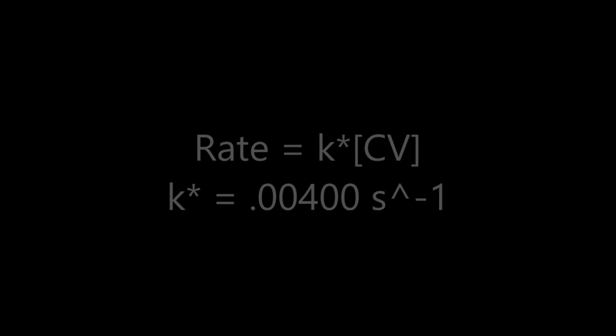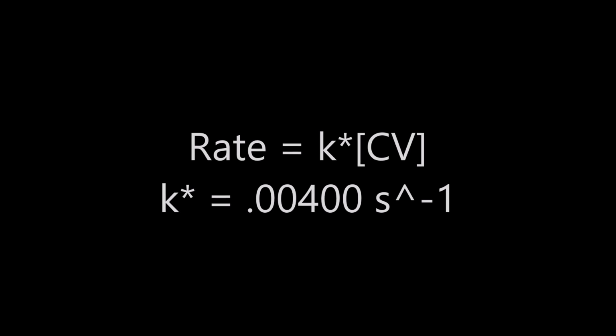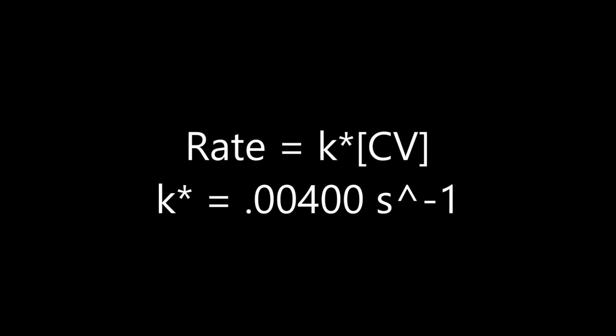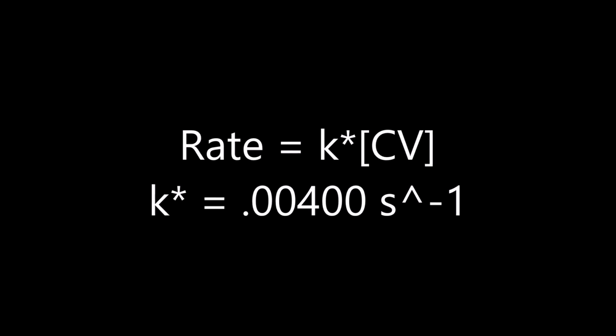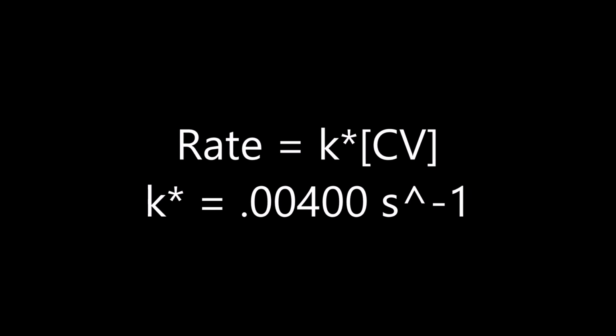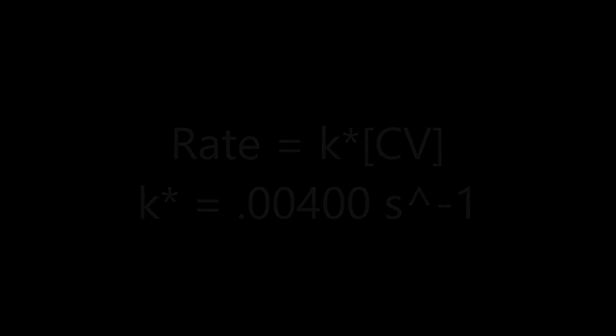This leads us to the goal of the experiment, the rate law for the reaction. The rate law equals the pseudo rate constant K star times the concentration of CV to the first power, where K star equals 0.00400 seconds to the negative first.